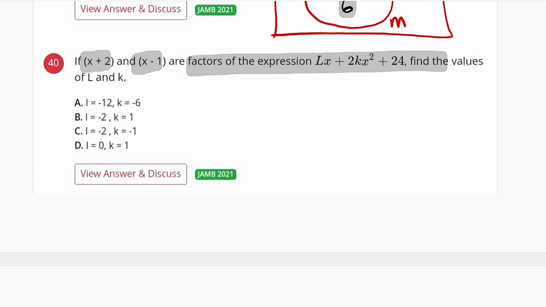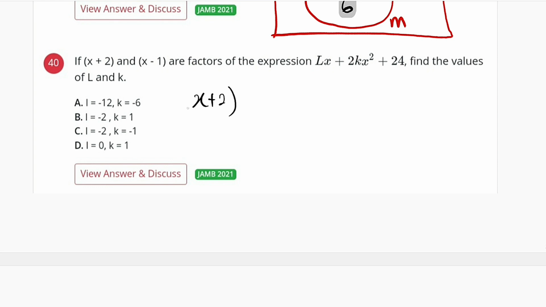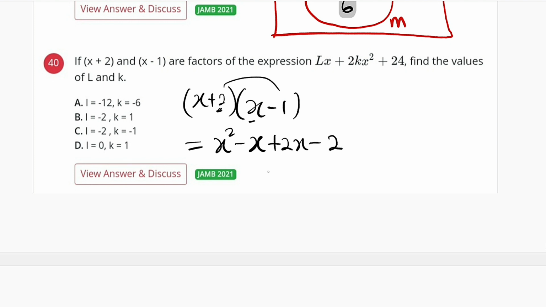All right, remember I told you this is a quadratic expression, and if you multiply these two factors together, they must be equivalent to this quadratic expression. So all we have to do is to multiply x plus 2 by x minus 1. This is equal to x times x is x squared, x times negative 1 is negative x. Then we take the second term, 2 times x is 2x. And lastly, 2 times negative 1 is negative 2.